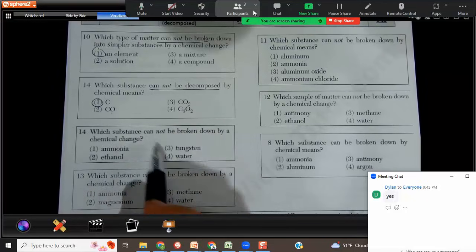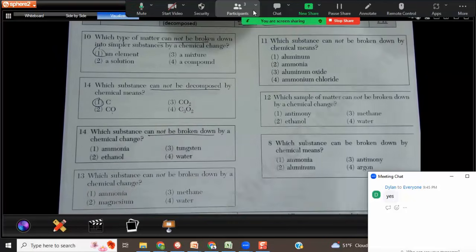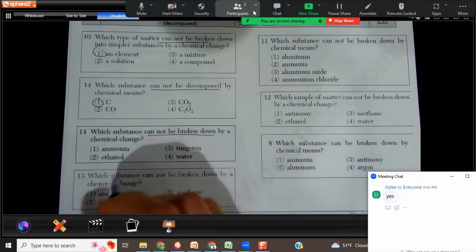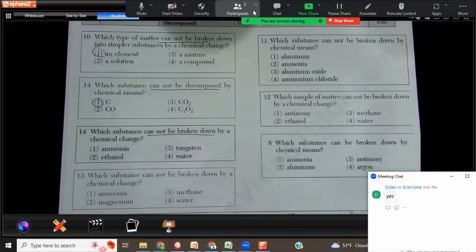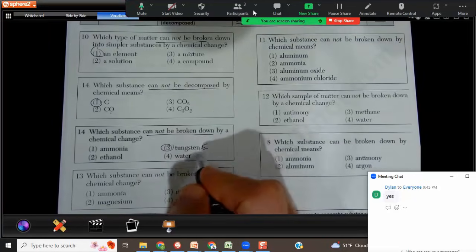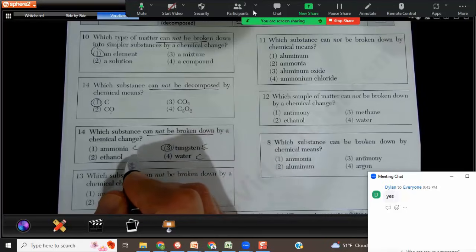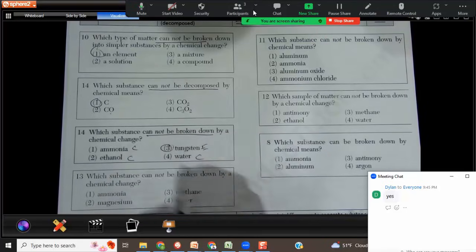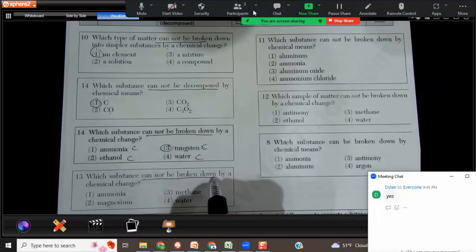Number 14, cannot be broken down. Now here it's a little bit more specific. If you don't know your elements, you can always go to table S. Only one of them will be listed. The other three will be compounds. So anybody have an answer? 14 for this question here? 3. 3 it is. Tungsten is an element. Water is a compound. Ammonia, compound. Ethanol, compound.